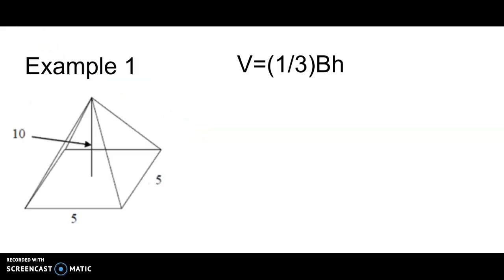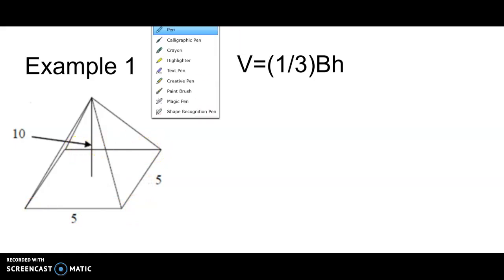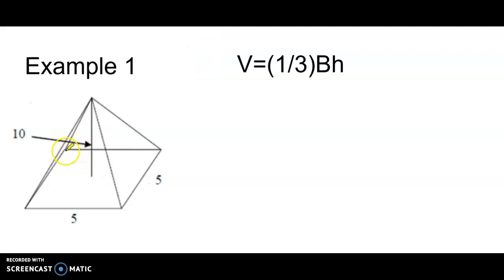So, first example, this is a pyramid. Most of us know what a pyramid looks like at this point, but we have a square-based pyramid here. So we have the square down here, and then we can see, with the height of it, this is where the pyramid comes to a point.